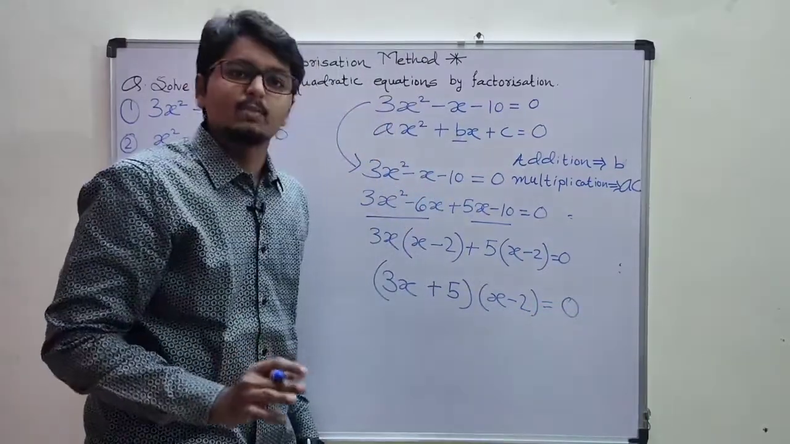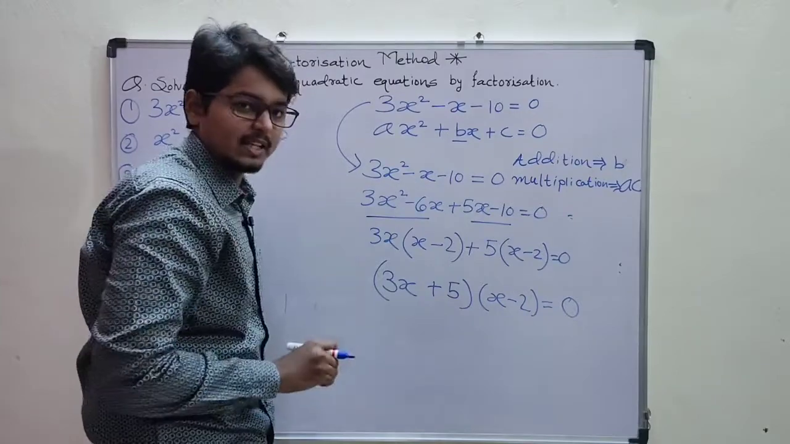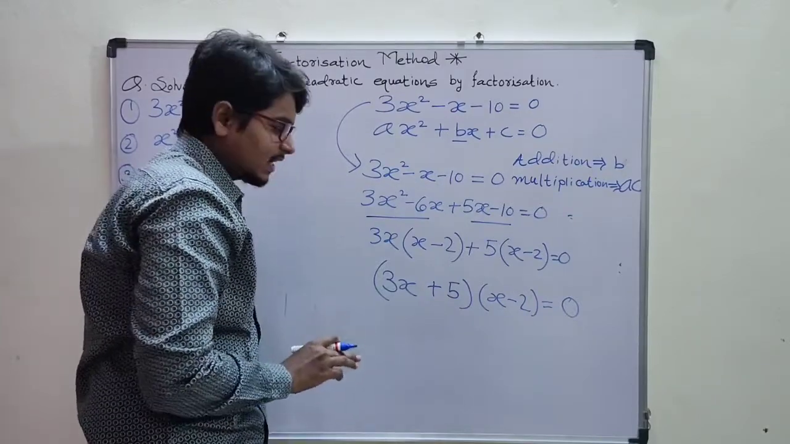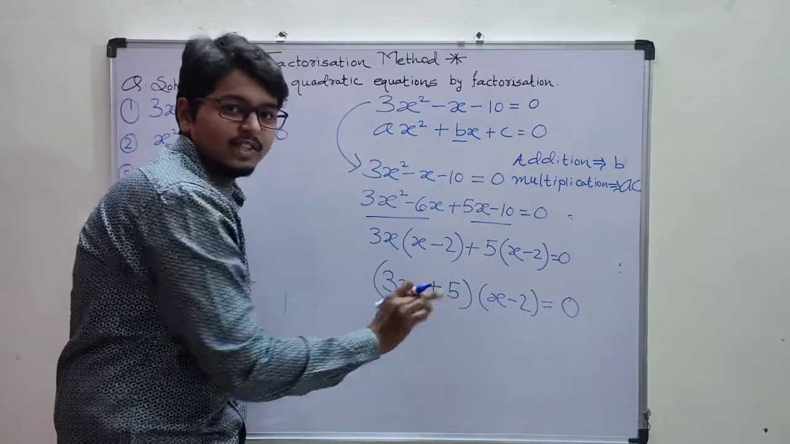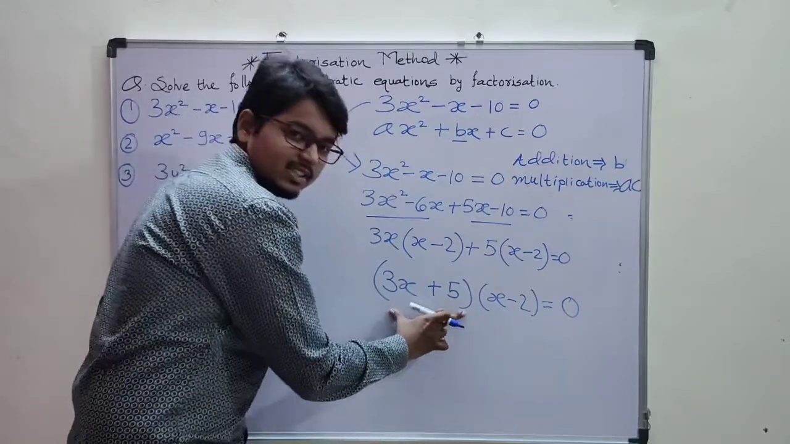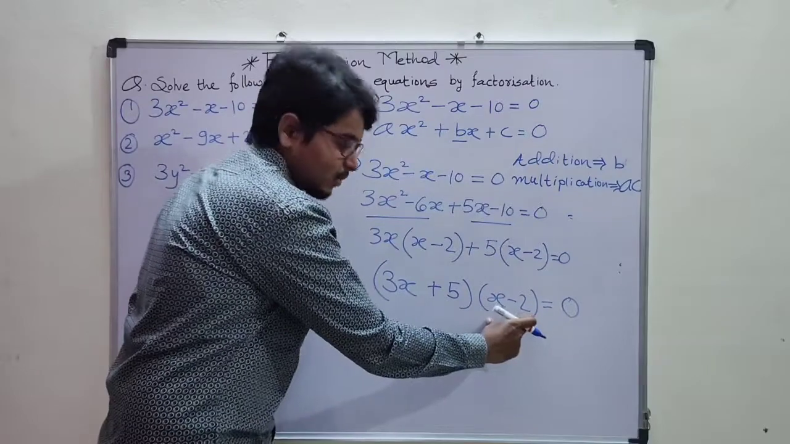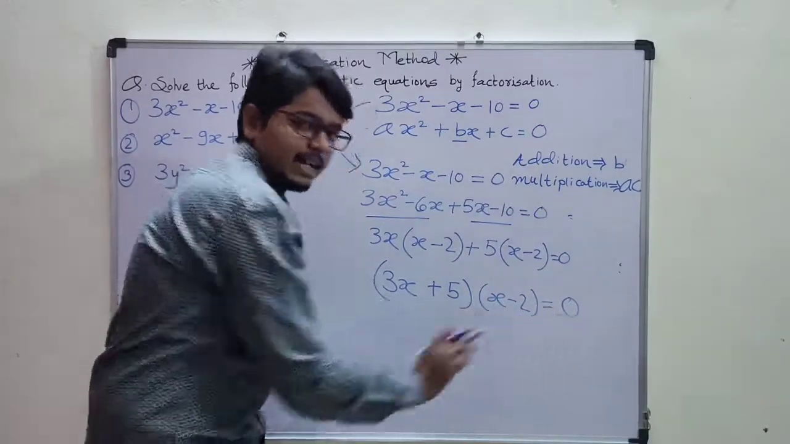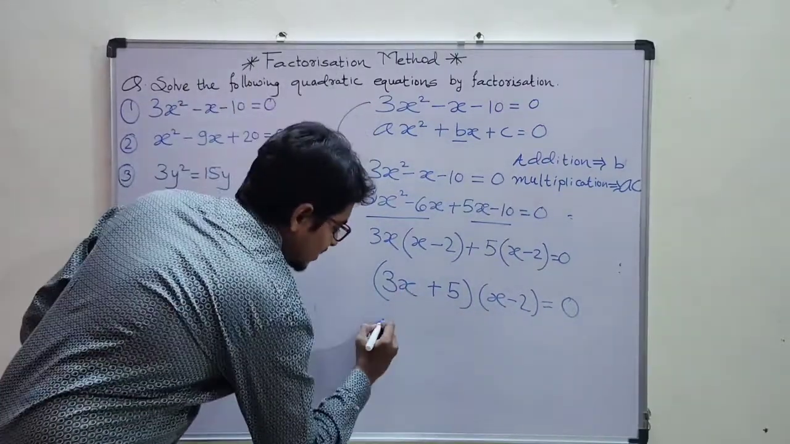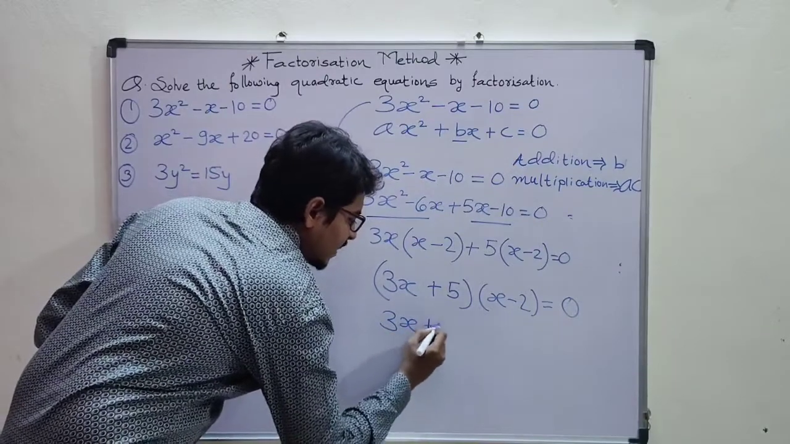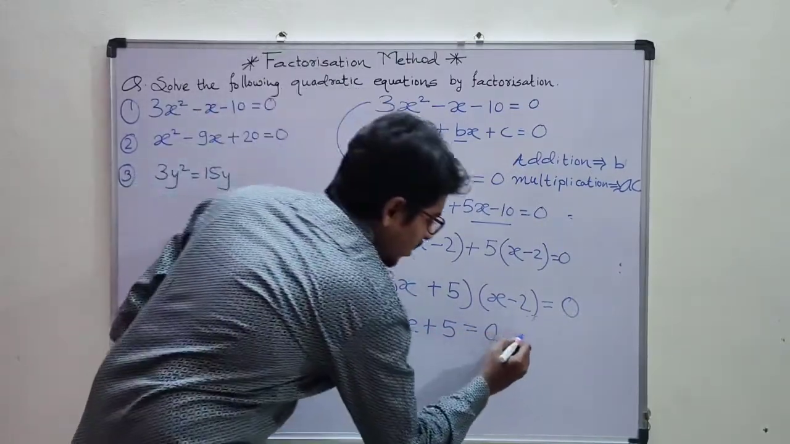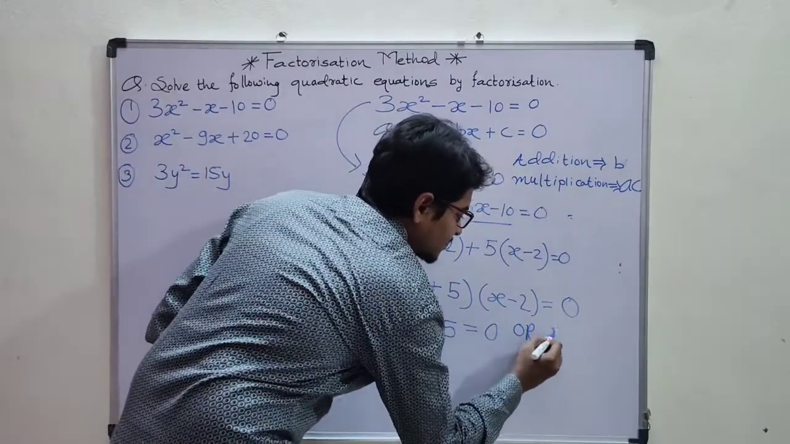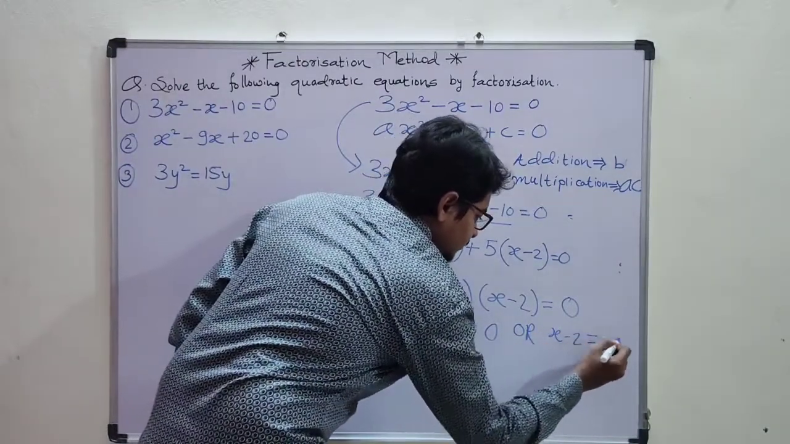Now we have seen the property: if any two numbers are there and their product is 0, then at least one of them is 0. Either this term is 0 or this term is 0, because we are writing their product as 0. So writing 3x plus 5 equal to 0 or x minus 2 equal to 0.